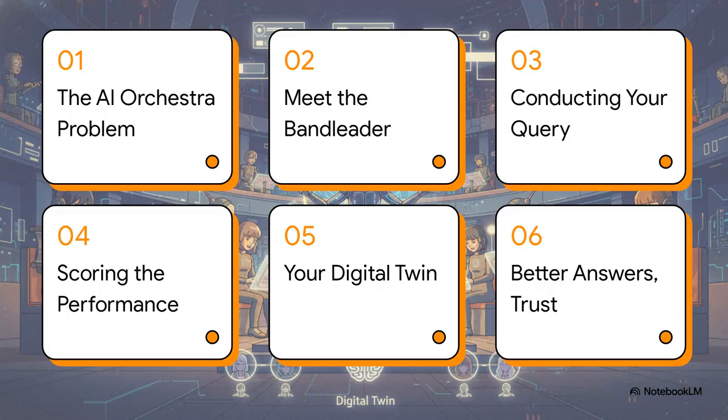So in this explainer, we're going to dig into a really fascinating solution to this. We'll start with what we're calling the AI orchestra problem. Then we'll meet the band leader that solves it. We'll walk through how to conduct a query, see how it actually scores the different AI responses, and even look at how you can create a digital twin to personalize the whole thing. It all leads to better answers and, maybe more importantly, more trust in AI.